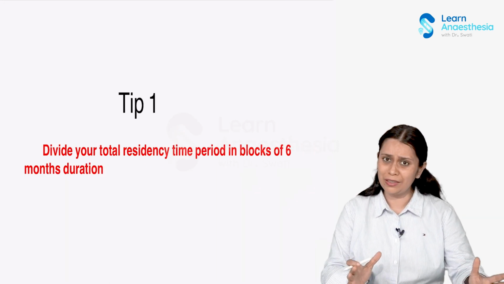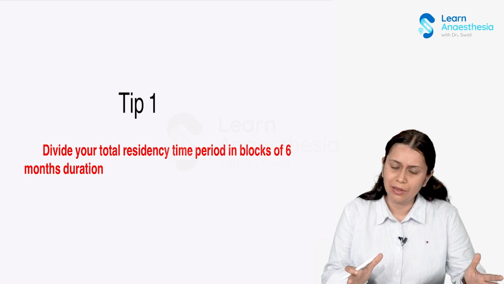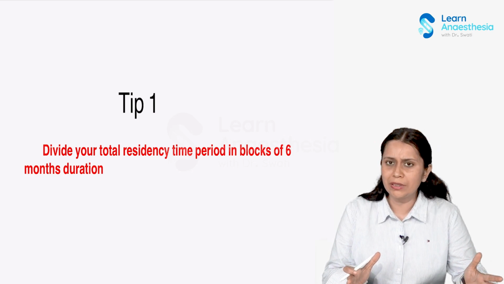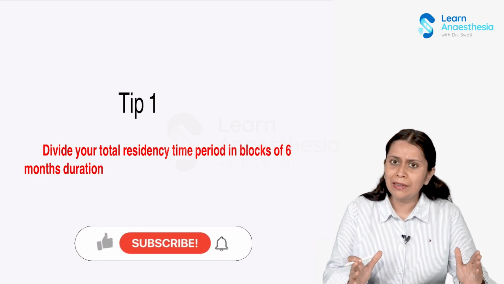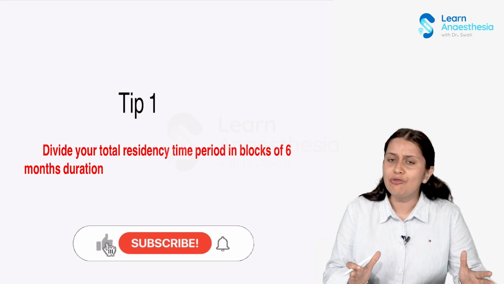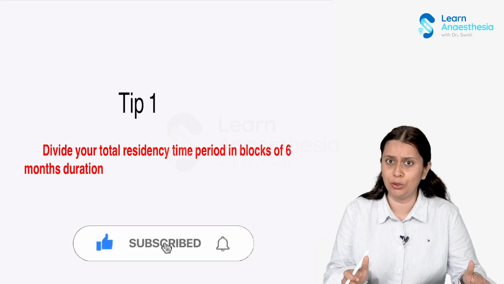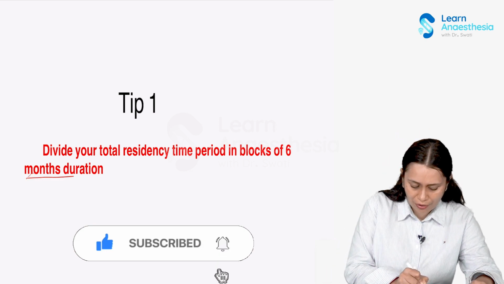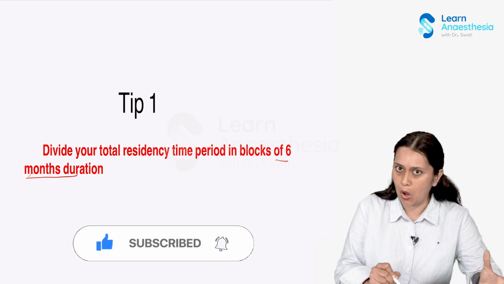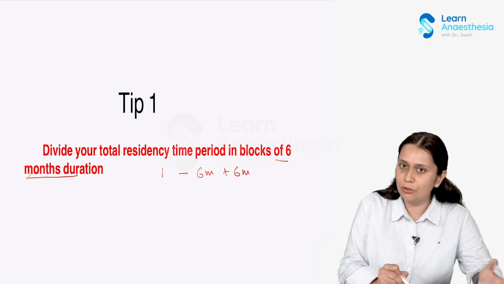So my first tip: the residency course is of 3 years duration. Divide the entire course in 6 blocks of 6 months each. And in every block, you need to cover a certain amount of portion relevant to the year you are in. Right? So as I said, we need to divide our 3-year residency course in 6-month duration blocks. So first year we will have 6 months and 6 months, 2 blocks.